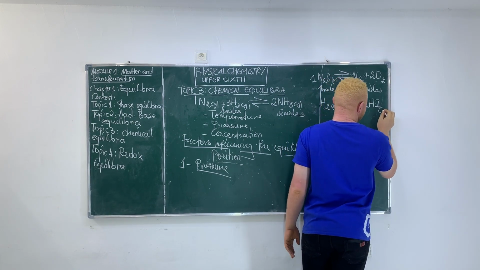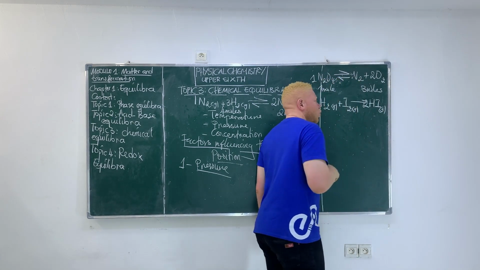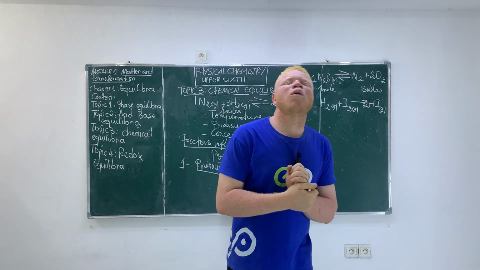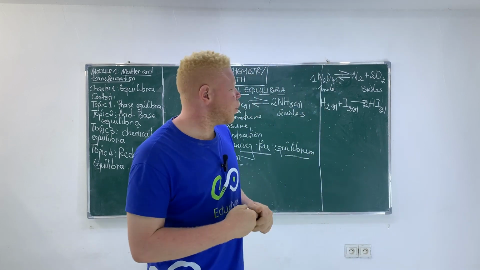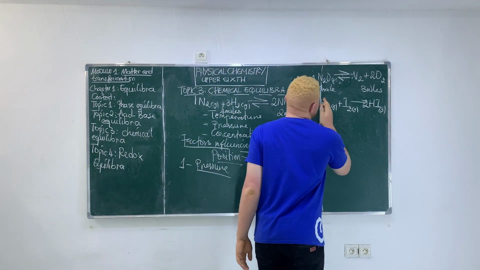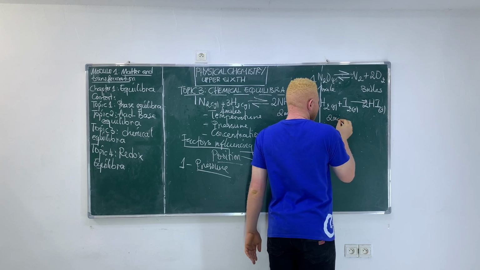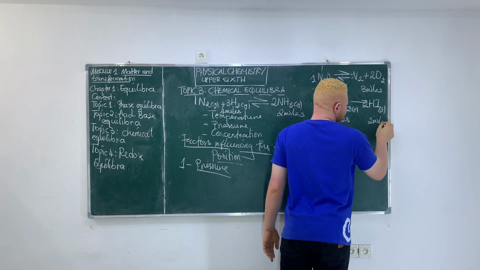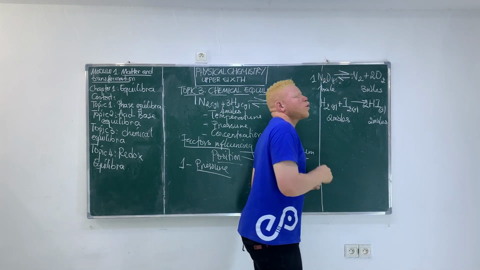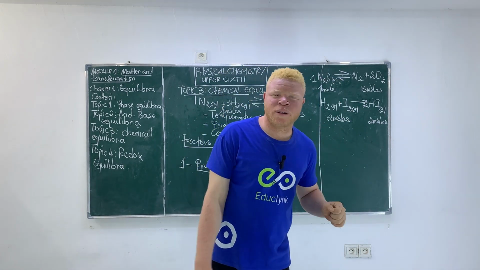HI is also a gas. Good. Let's check the number of moles on the left and on the right. On the left, we have 1 plus 1, you have 2 moles. On the right, we also have what? 2 moles. The number of moles on the left and the right are equal.